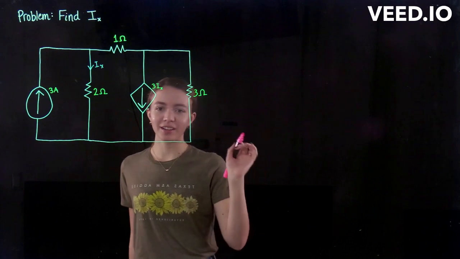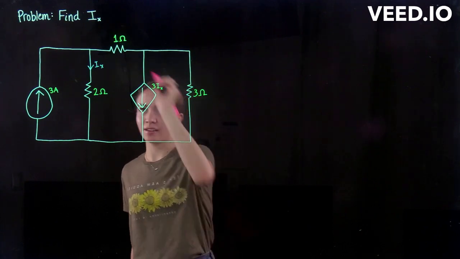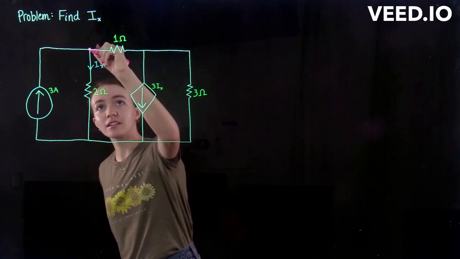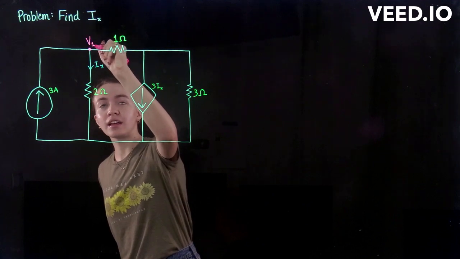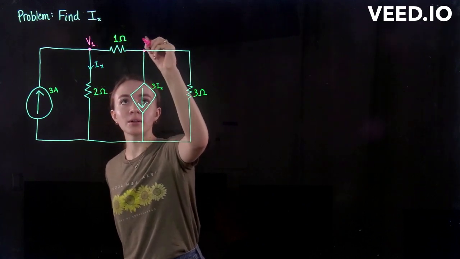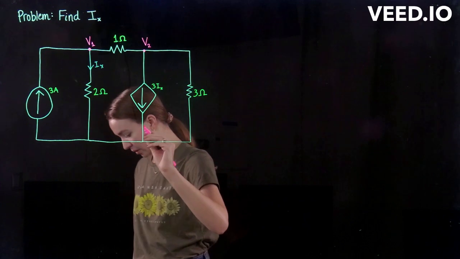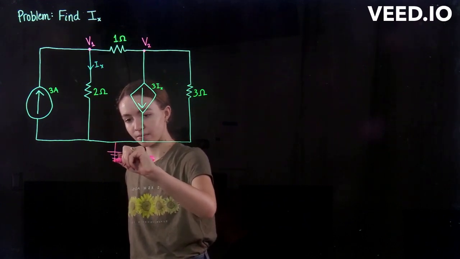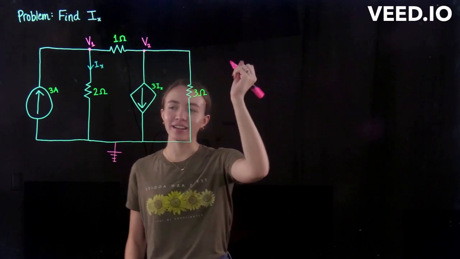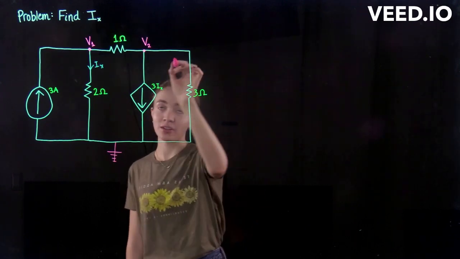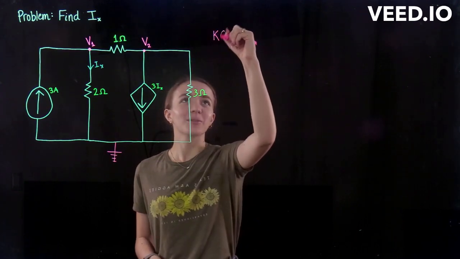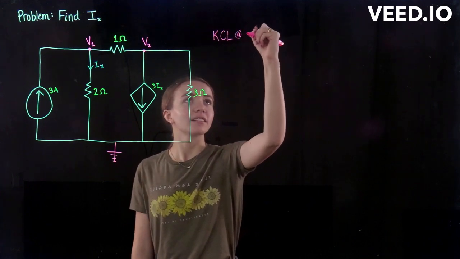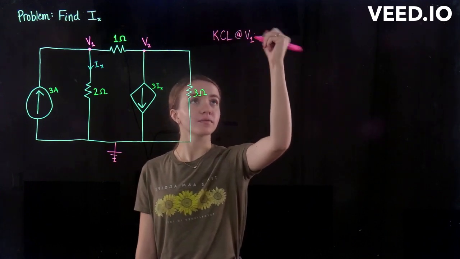So we're going to start our nodal analysis by first labeling our V1 and V2 nodes, and then we're going to ground the circuit. The next thing we're going to do is write our KCL equations for each of these nodes. So first we're going to write the KCL at V1.